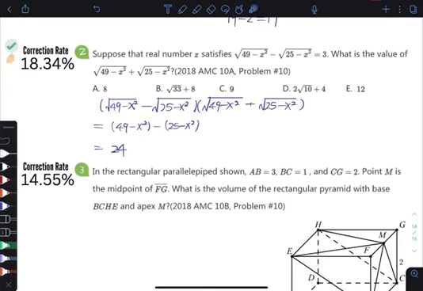Alright, we already know the first part is 3, so we do the division to find out the answer. 24 divided by 3, so the answer is 8, which is option A.